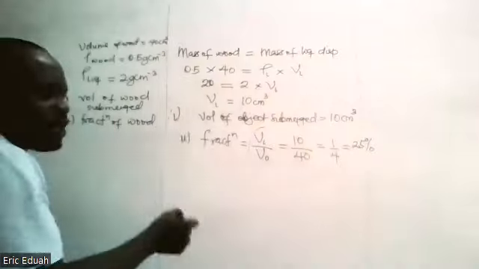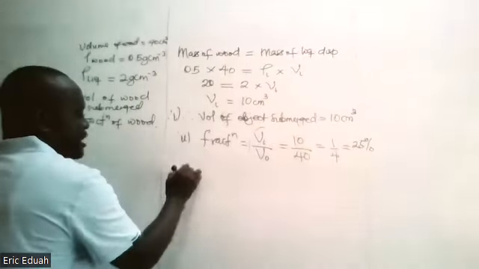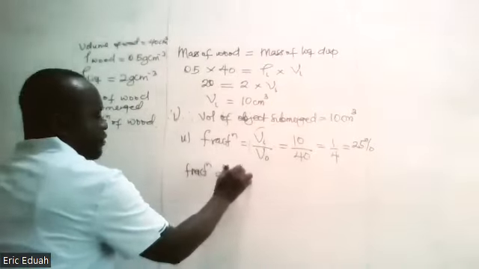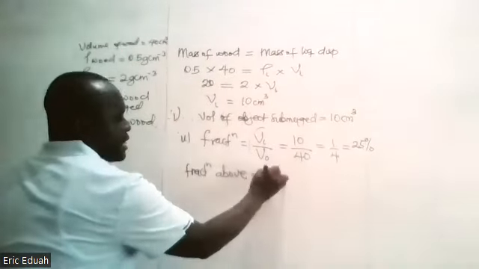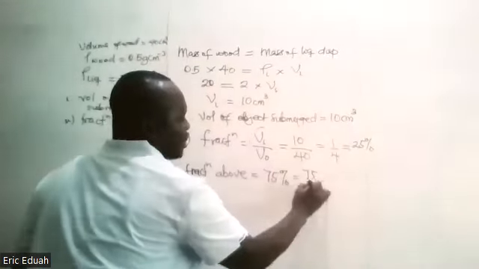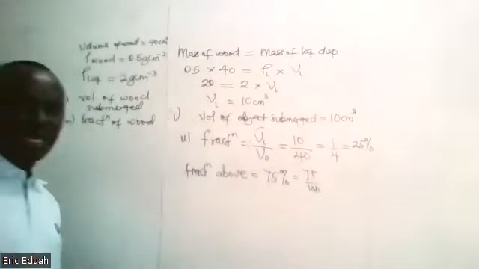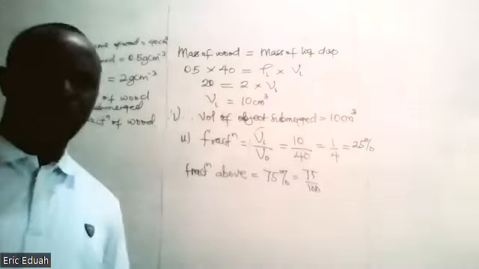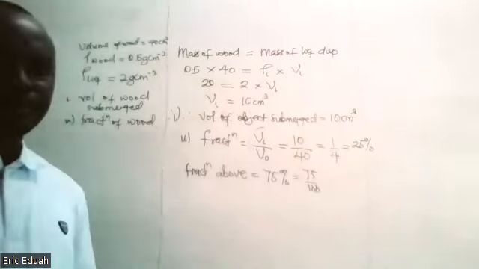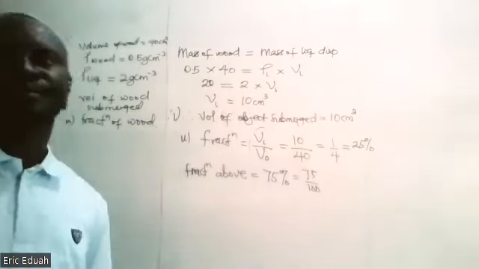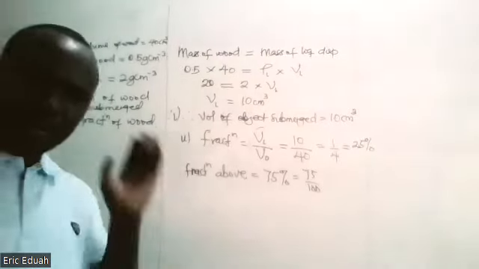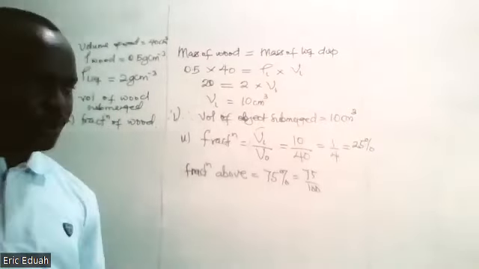So from this, we can also deduce that the fraction of the wood above would be equal to 75%, or 75 on 100. Please, are we okay? Are we okay? Yes, please. So that's simple.